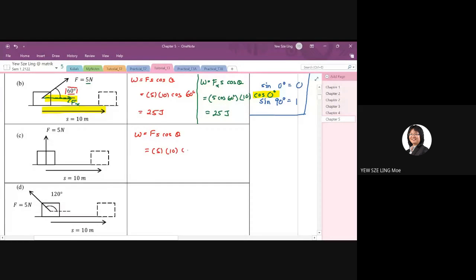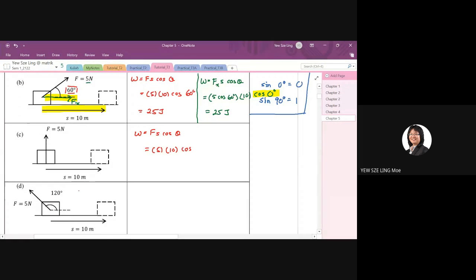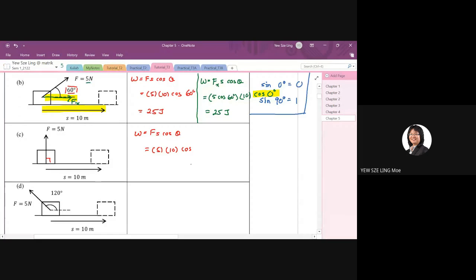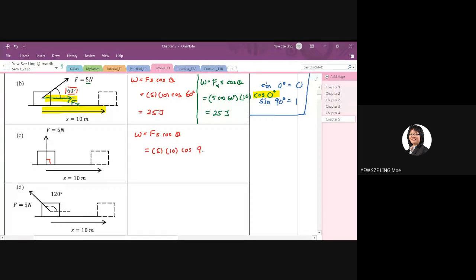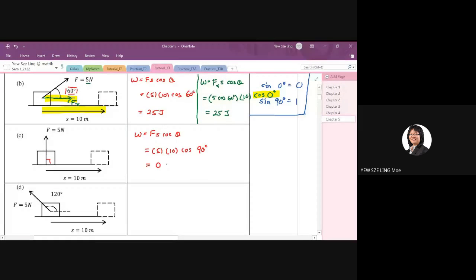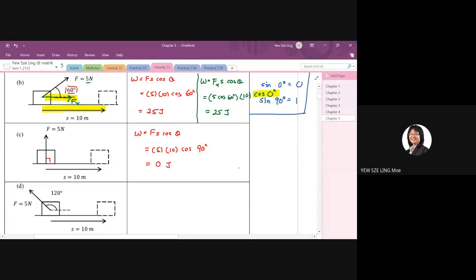Now, cos, you look at the diagram. F and S form a 90 degree angle. They are perpendicular to each other. So, cos 90 degree. That is why I told you just now, you don't even have to calculate it, because cos 90 gives you 0. Straight away, the final answer is 0 joule.